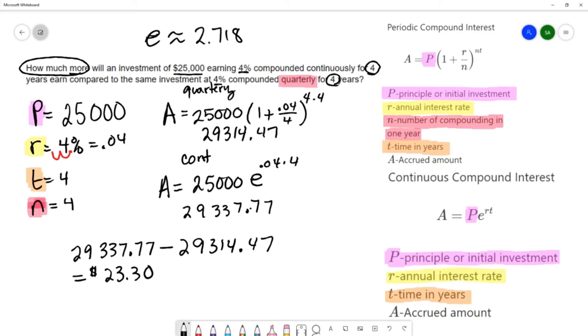So if we compound continuously, if we continuously add interest rather than periodically add interest, our account will grow faster.